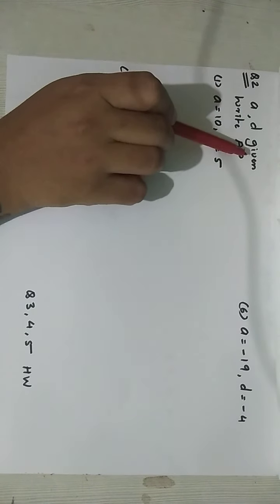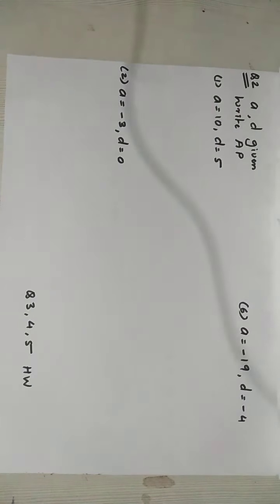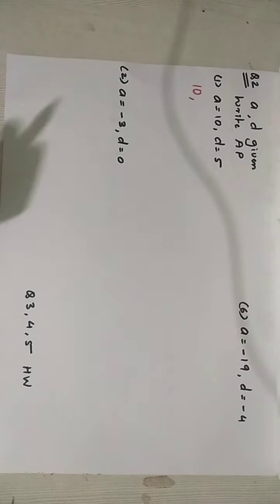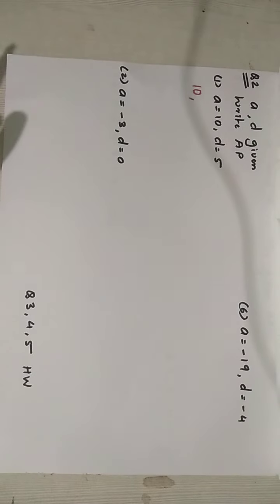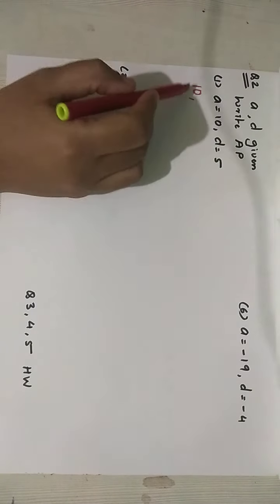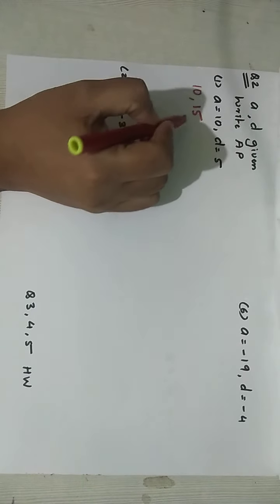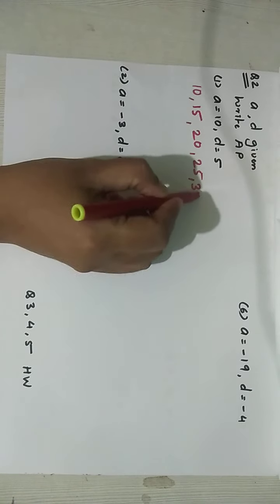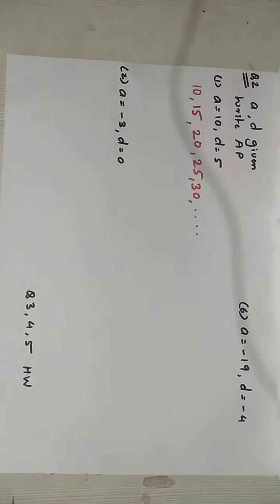Question number 2 is first term and common difference is given. You have to write the AP. This is a very simple sum. The first term is given, that means your sequence will start with 10. Common difference is given 5. That means every time you need to add on 5. So let's try to do this sum orally itself. This sum can be a 1 mark sum. You can do it in one line itself. 10 plus 5, 15. 15 plus 5, 20. 20 plus 5, 25. 25 plus 5, 30, and so on. This is the sequence. This is the AP which is asked.